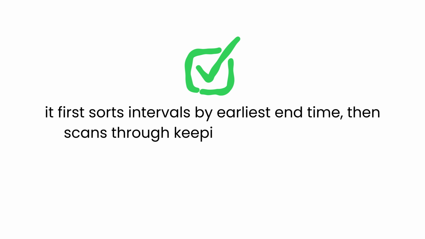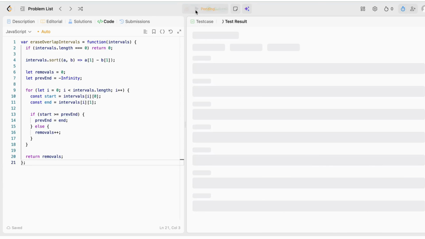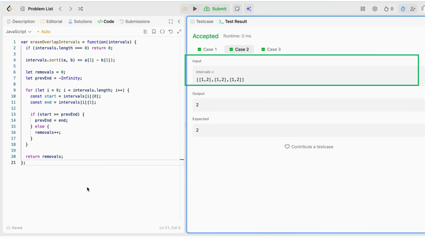And that's how this algorithm works. It first sorts intervals by earliest end time, then scans through keeping non-overlapping intervals and counting a removal whenever an interval starts before the last kept end. Efficient, simple, and elegant. Let's test our function using this input: [1, 2], [1, 2], [1, 2].